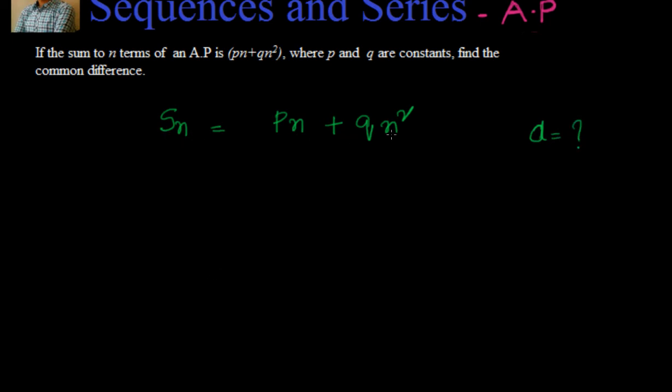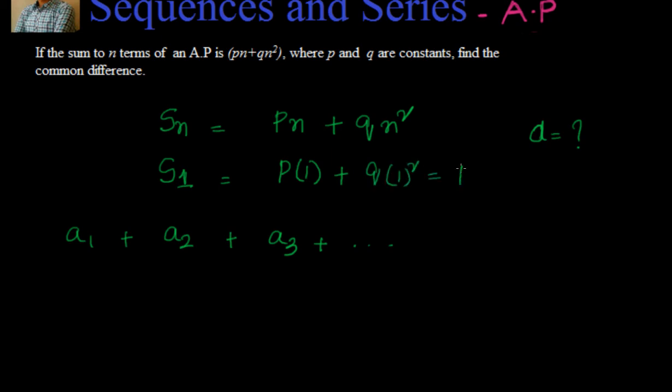Now how to find out d? We know the Sn, right? What we will do now, we'll try to find out S1, S2, S3 by substituting in this formula. Let us find out what is the sum of one term. Let us say that we'll write it as A1, A2, A3. These are the terms which are part of this series. S1 equal to P into 1 plus Q into 1 square, that's equal to P plus Q. What is S of 2? S of 2 equal to P into 2 plus Q into 2 square, that's equal to 2P plus 4Q.